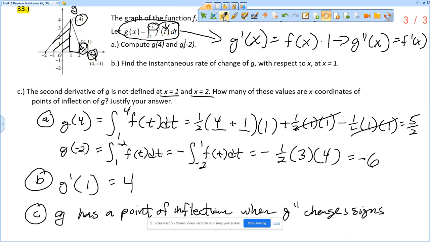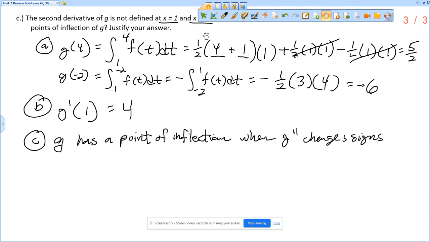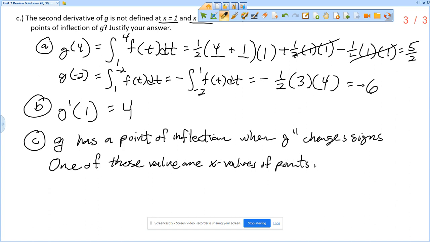All right. And so we want to make sure we answer the question. It says, how many of these values, x equals 1 and x equals 2, are x coordinates of points of inflection, right? And so we would say that one of those values are x values of points of inflection.